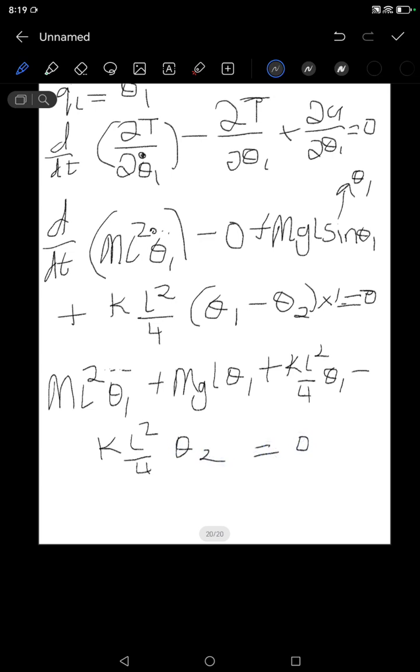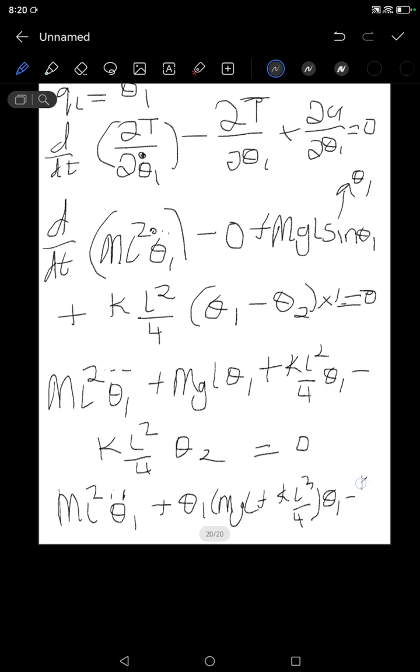Okay, and then therefore we can group the theta 1 terms together, and we're going to have ml squared theta dot dot 1 plus theta 1 into mgl plus KL squared over 4, multiplied by theta 1, minus KL squared over 4 multiplied by theta 2. Okay, so you can see this equation, we got it when we were using Newton's second law. We're still going to get the same thing.